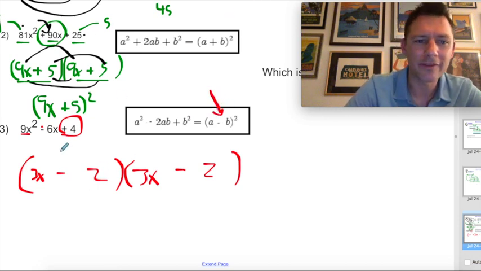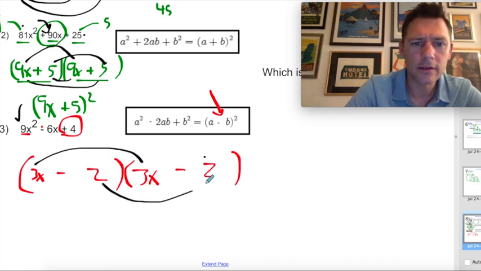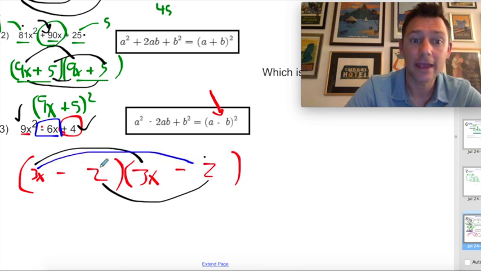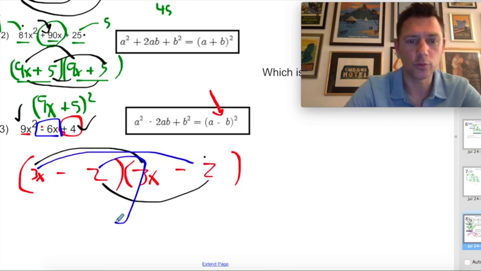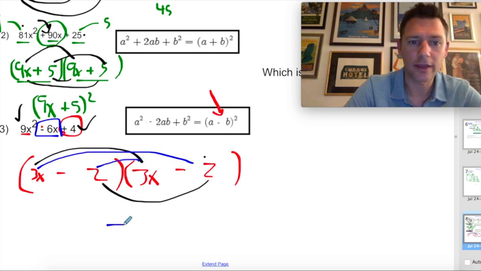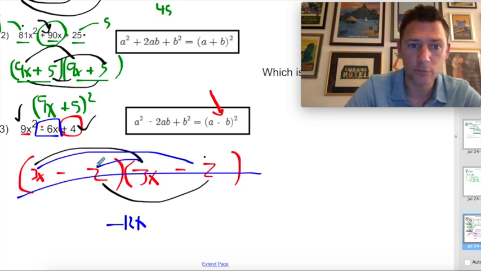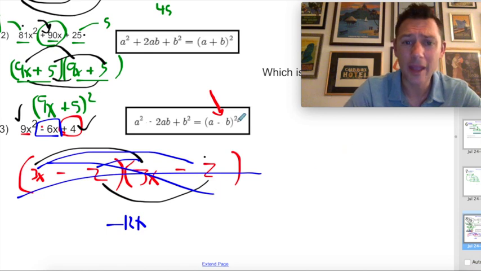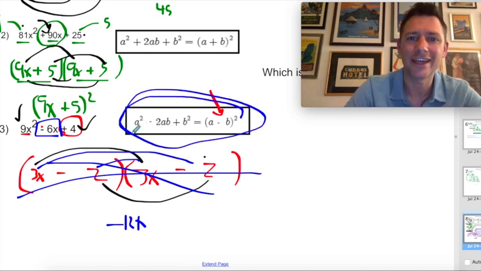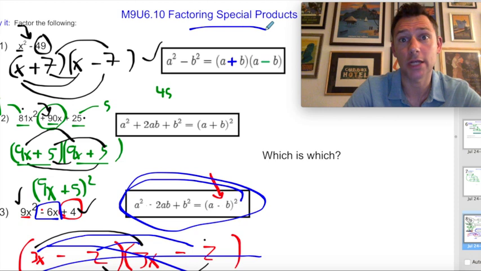Well, the problem is that this gives you this, ka-ching, and this gives you this, ka-ching. But when you multiply for the middle term, I'm looking for negative 6x. Well, here's negative 6x, and here's negative 6 more. So you end up with negative 12x. So this isn't this. This doesn't work. Maybe it factors some other way, but it doesn't play by these rules. It's not one of these special products.